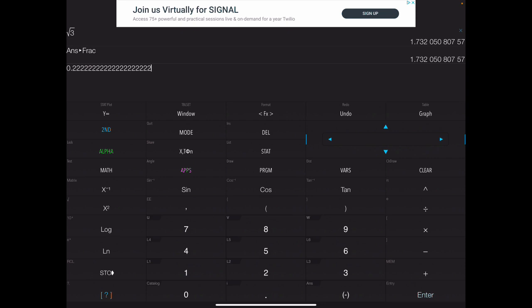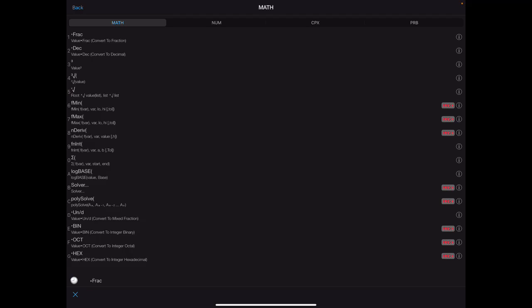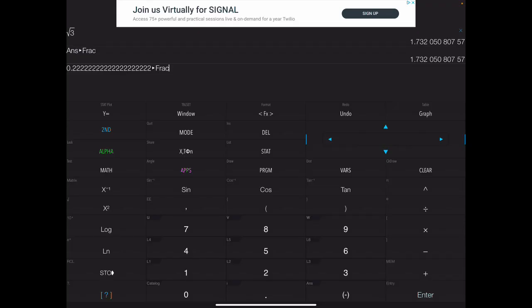And now I'm going to try to convert this into a fraction. So I'm going to go to math, and I'm going to go to fraction. Now it's converting that decimal that we wrote down in the calculator into a fraction. And when I press enter, I see that I get a fraction back. Since I got a fraction back, that means that the decimal we put into the calculator is actually rational.